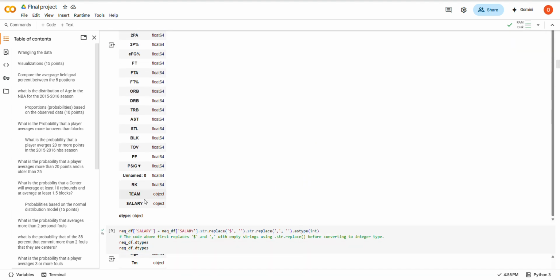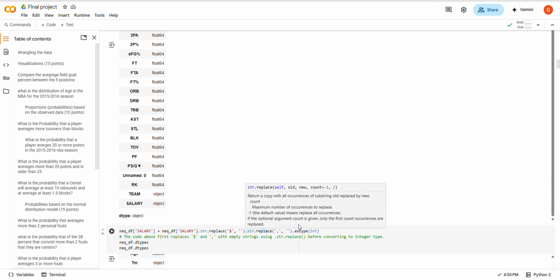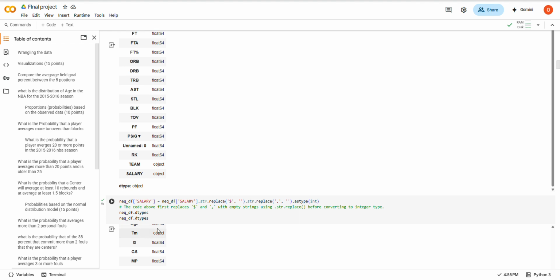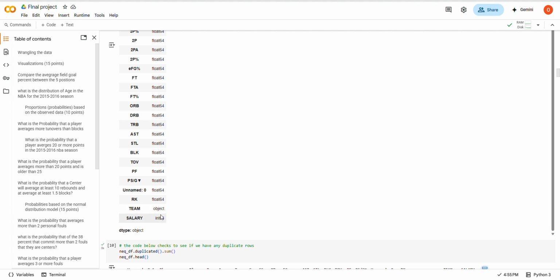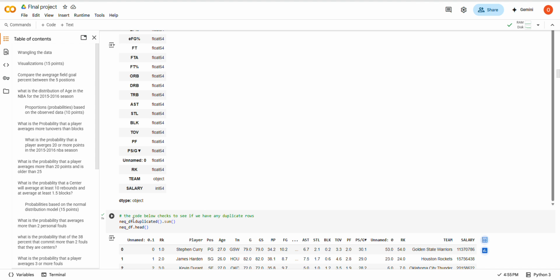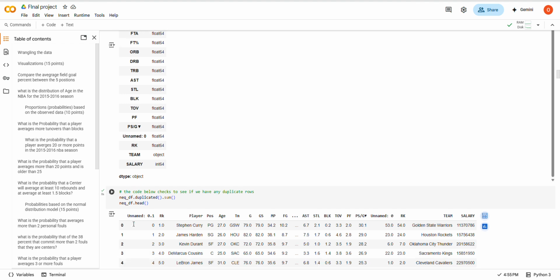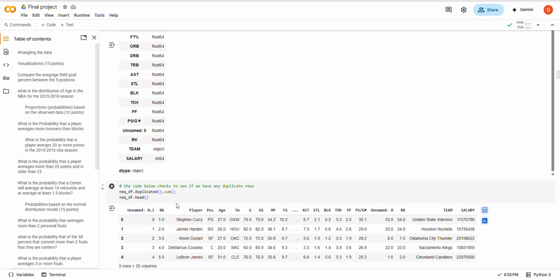However, one thing that I noticed was that the salary wasn't a float or an int, and I really wanted to do some mathematics with the salary column. So I decided to convert that from a string to an int. This is the code that did that, and after we ran it, you can see salary is now an integer. So that's good. Then we checked to see if there were any duplicate rows. There were none, and then we just double-checked the data right here.